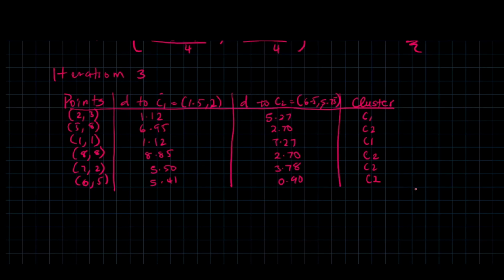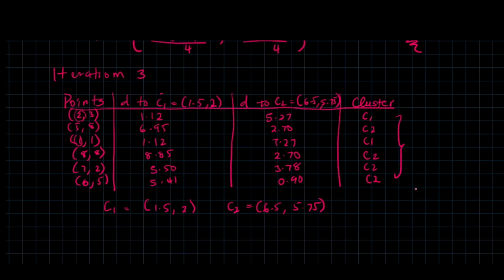Now you will notice that this is the exact same thing we got previously. If you attempt to calculate C1 and C2 again, it's the exact same: (2 plus 1) over 2, (3 plus 1) over 2. You're going to get the exact same values, which is C1 equal to (1.5, 2), and C2 equal to (6.5, 5.75). So you can see at this point the centers no longer change. We have reached the point of convergence.